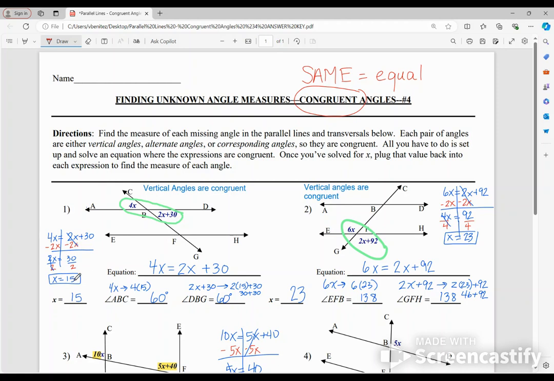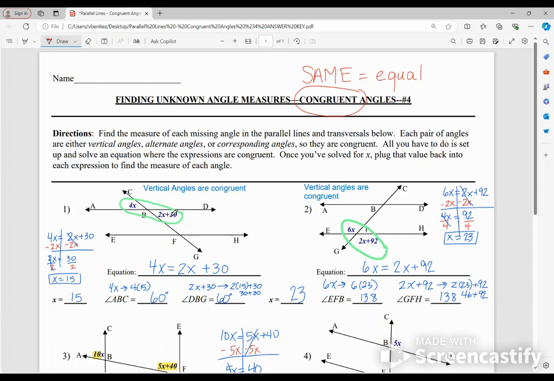The next part was to find the angle measure of ABC and angle DBG. So what we do once we find x is we go back to the expression that represents angle ABC, which is 4x, and we're going to substitute in 15 for x. 4 times 15 is 60. Because both of these angles are congruent, we know that they will have the same angle measure.